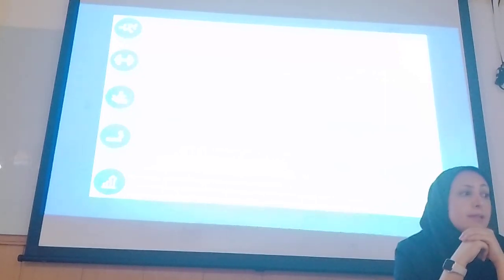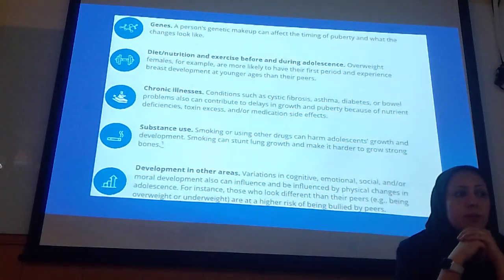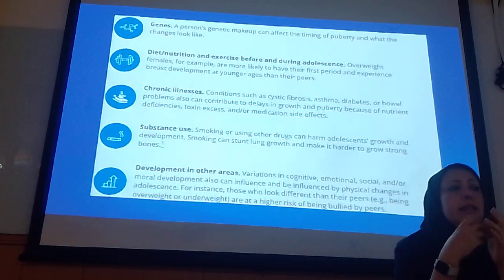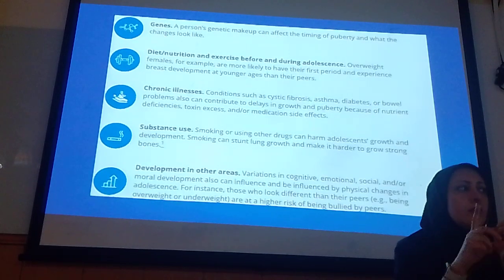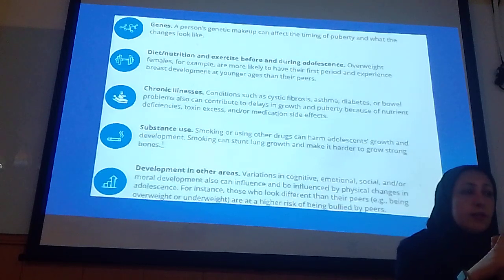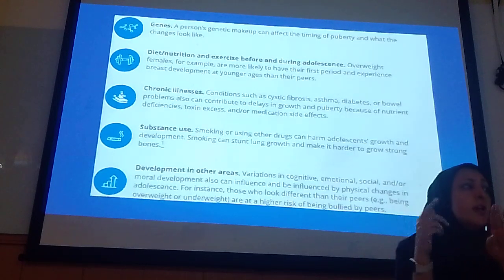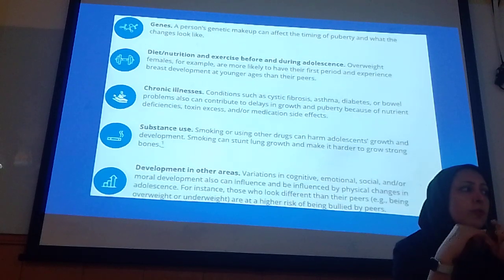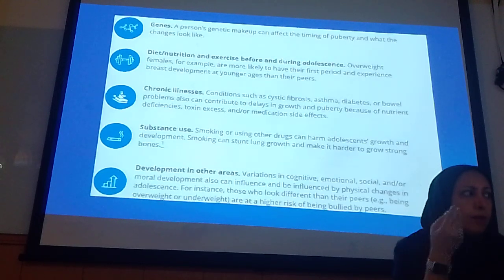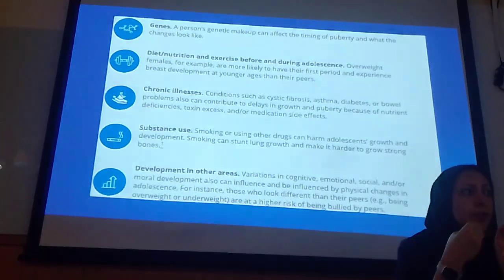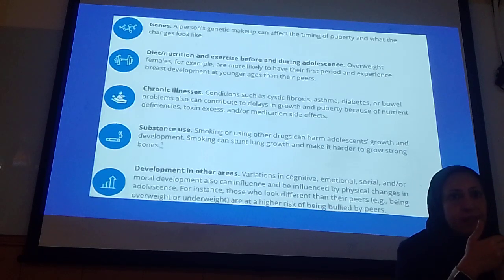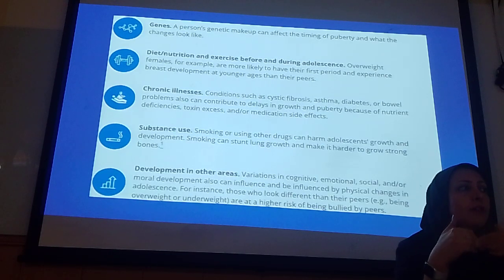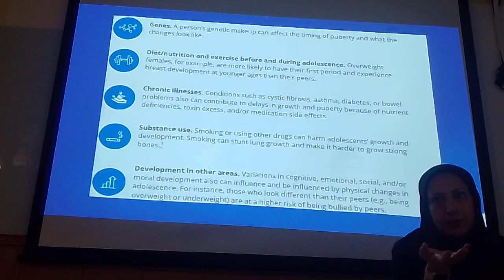you can see the main factors that can be responsible for these differences in the timing and result of adolescent physical changes, such as genes, diet, nutrition, exercise before and after adolescence, chronic illness, substance use, and development in other areas. For example, diet and nutrition are very important. Overweight females, for example, are more likely to have their first period and experience breast development at a younger age than their peers.